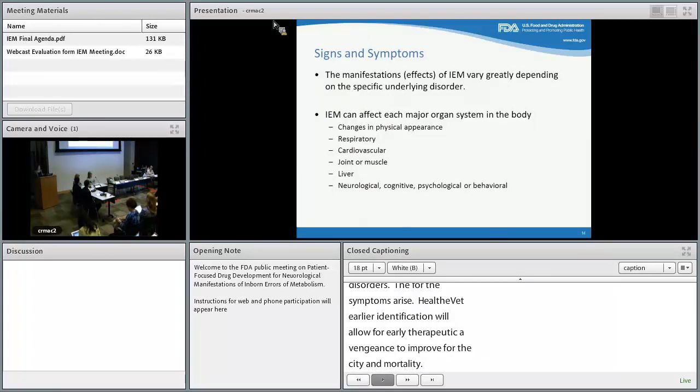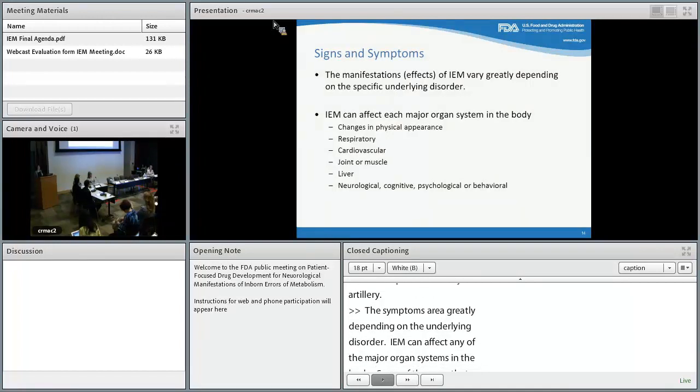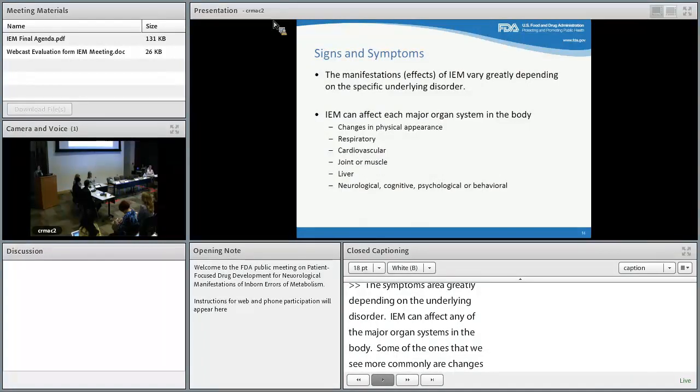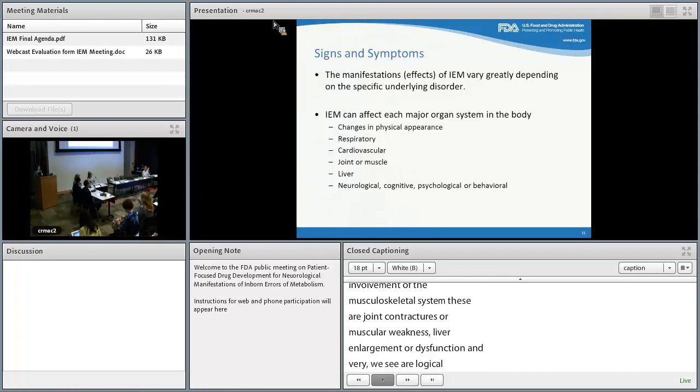The symptoms or manifestations of IEM vary greatly depending on the underlying disorder. IEM can affect any of the major organ systems in the body, although some of the ones that we see more commonly are changes in physical appearance, involvement of the respiratory or cardiovascular system, involvement of the musculoskeletal system with either joint contractures or muscular weakness, liver enlargement or dysfunction. And very commonly, we see neurological involvement, which may include cognitive symptoms, psychological, or behavioral symptoms.